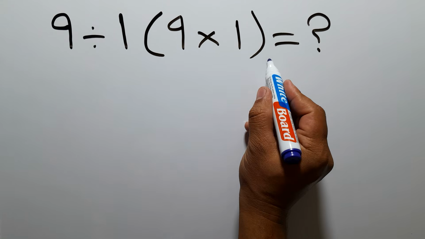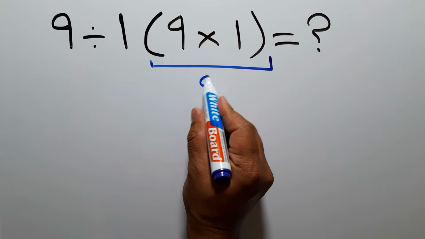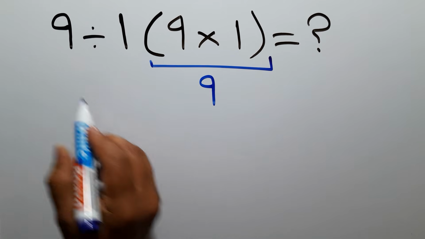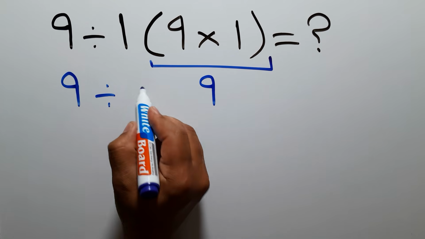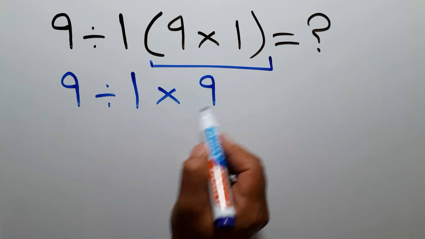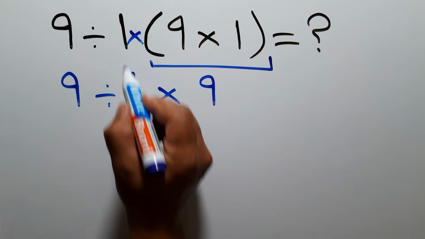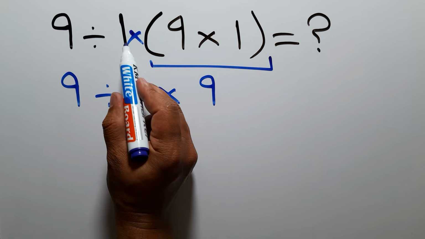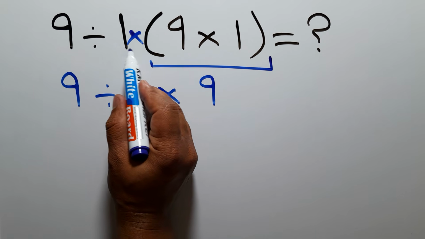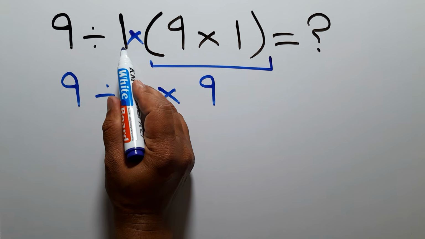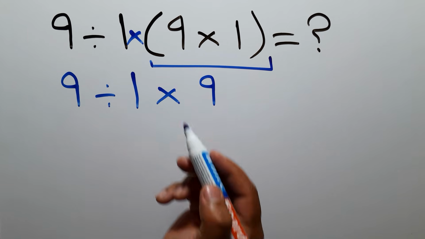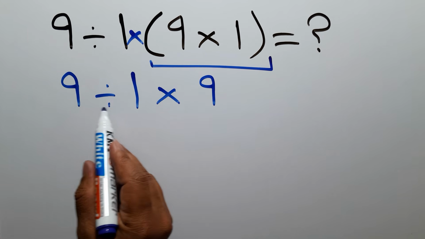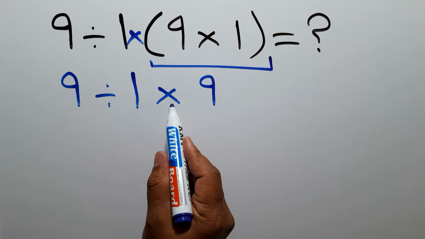9 times 1 gives us 9. So we have 9 divided by 1 times 9. Here we have a multiplication, because in mathematics when a number is placed next to parentheses it means multiplication, and we usually don't write the multiplication sign for brevity. So we have 9 divided by 1 times 9.